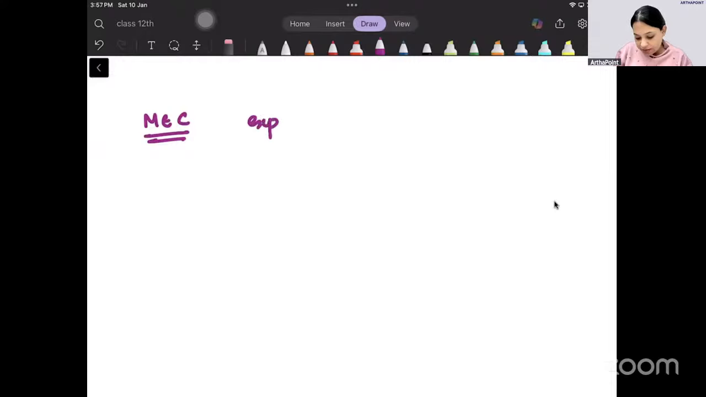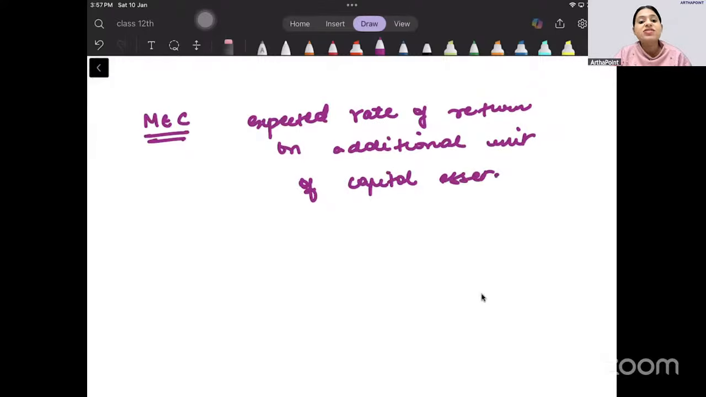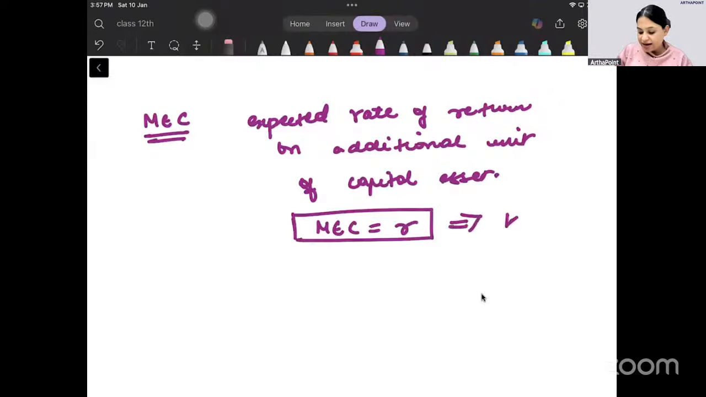So if I have to write, लिख लो एक बारी, MEC is expected, माने I am making investment today. मैंने machine आज खरीदा है. I have purchased the machine today, but उसका return will be a stream of future returns. हाँ, उसका return will not be today itself. I will get it over the years. So expected rate of return on additional unit of capital asset. Right? So it is a forward looking concept, माने it is based on expectation. ठीक है? So MEC equal to R, ये मेरा equilibrium condition है to find exactly how much capital I will be buying.